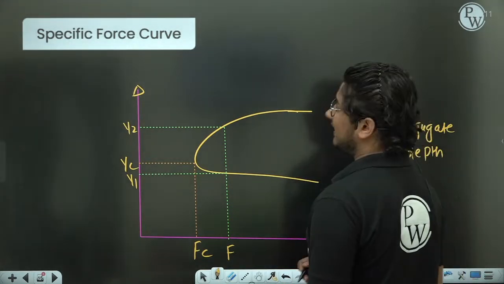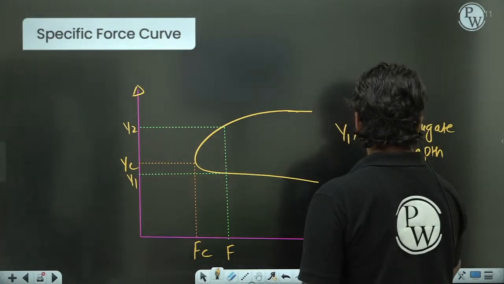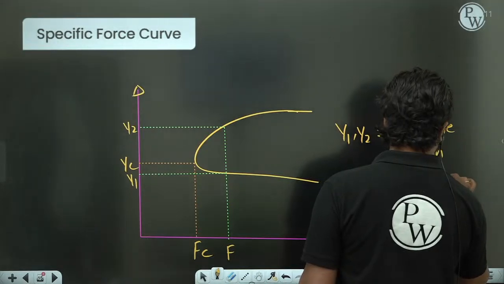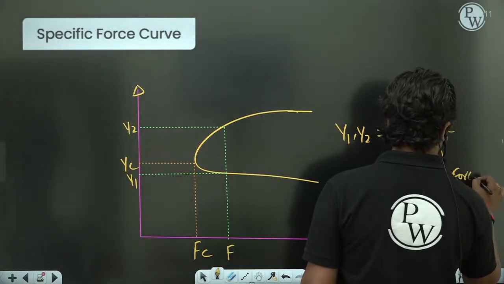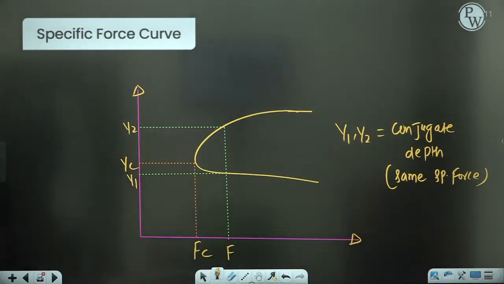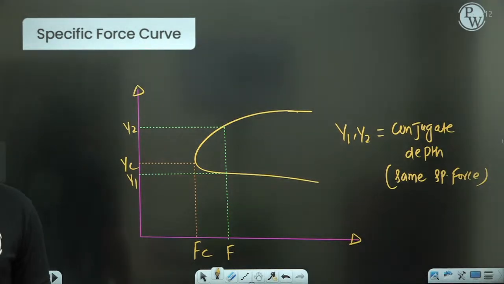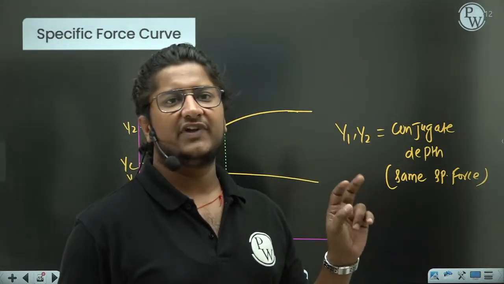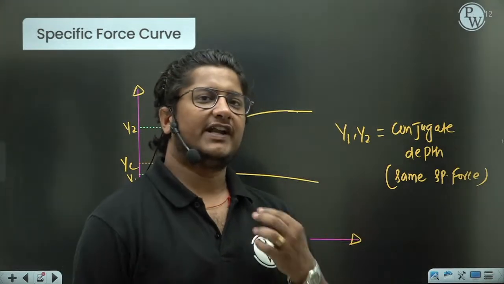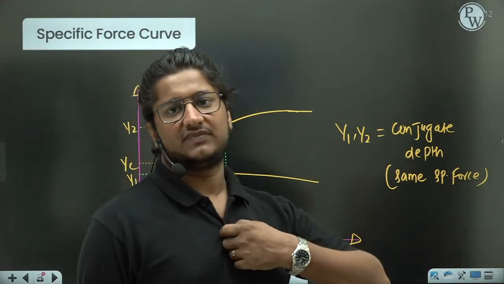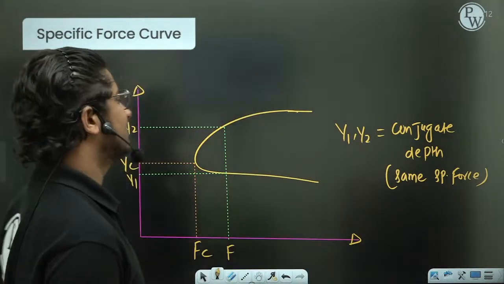Sometimes we also call them sequent depths. So for these depths, that means the same specific force. If two depths have the same specific force, we call them conjugate depths or sequent depths, that means for these depths the specific forces are the same. I hope it is clear.